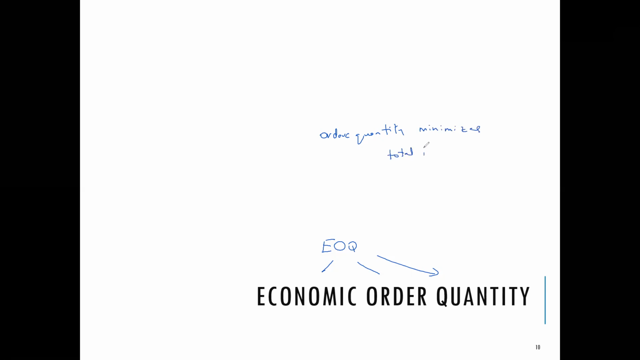total inventory cost. That is the basic purpose of this model. The basic function that the EOQ model performs is it provides us with an order quantity that minimizes total inventory cost. So let's start our discussion.